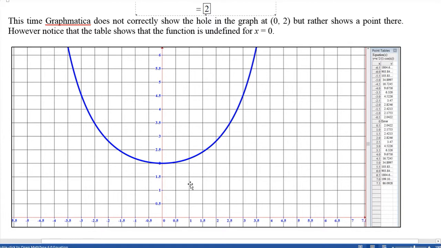Now when I graphed it in Graphmatica this time, the hole didn't show up as a hole, but it actually is. If you look at the table, you see right here where it says 0 error. And so in fact it does show up sort of as a hole there when you look at the graph in conjunction with the table. So you see the hole there. And a lot of times on your graphing calculator, you'll have that kind of a setup. You won't really see the hole in the graph, but you can see that there's a point missing there when you look at that part of the table.